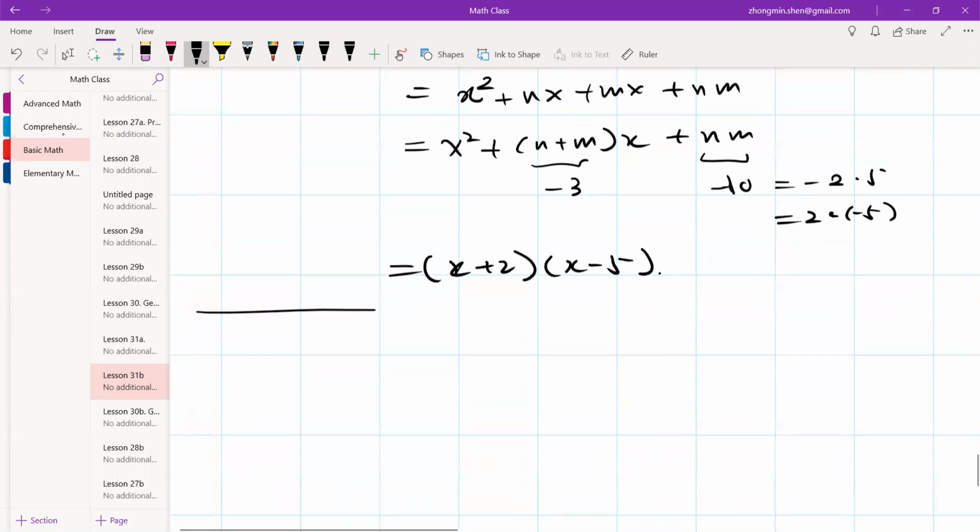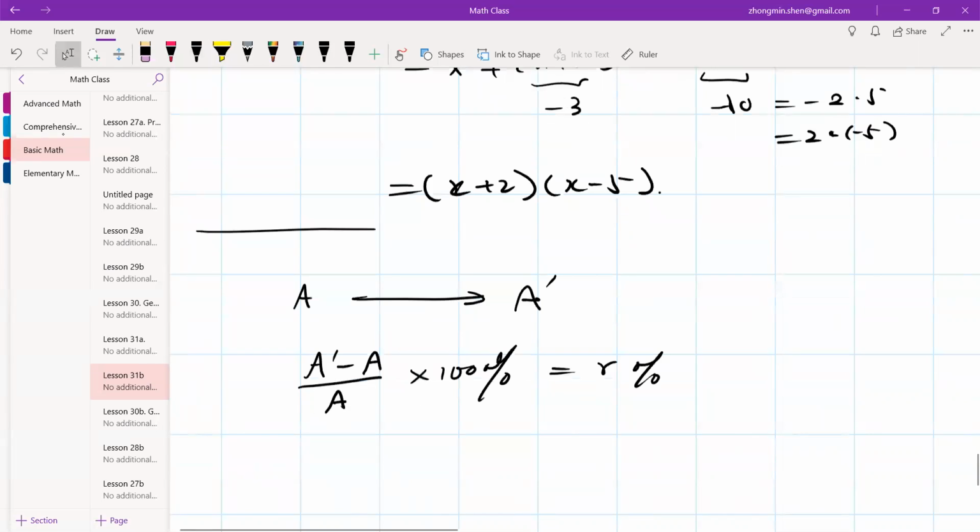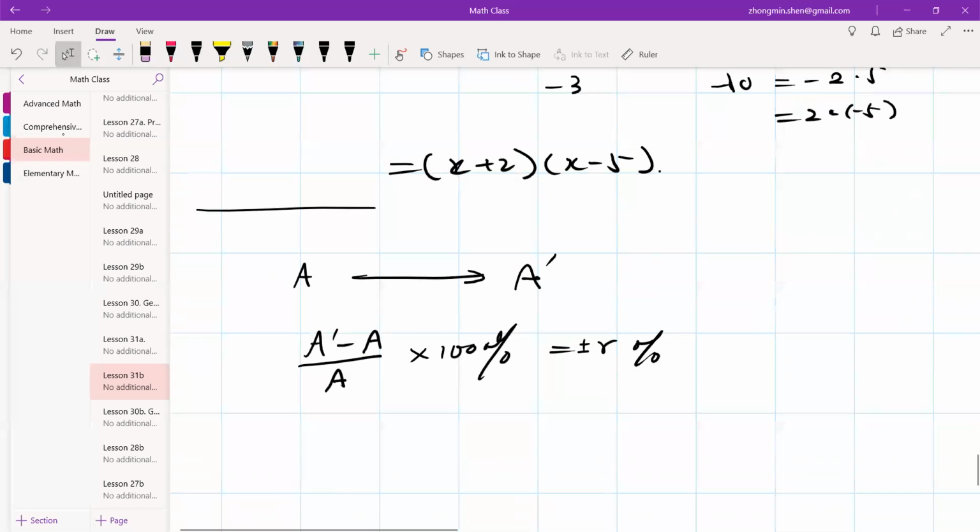So when we have a quantity A that changes to A prime, there's a change. What I'm going to do is look at the difference and divide by the original one. Then I multiply by 100% and get, let's call it R percent. It depends on whether A prime is larger or smaller, so R could be positive or negative. The difference, the numerator, when you get a negative number, that means it decreased by R%. Otherwise, we can say it's an increase by R%.